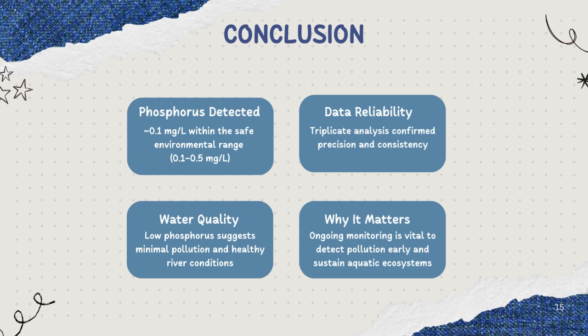Consistent monitoring of phosphorus is essential for environmental management. It helps detect early signs of pollution, prevent long-term damage, and support decision-making for water resource protection. Rigorous testing ensures the continued health of aquatic ecosystems and safe water quality.